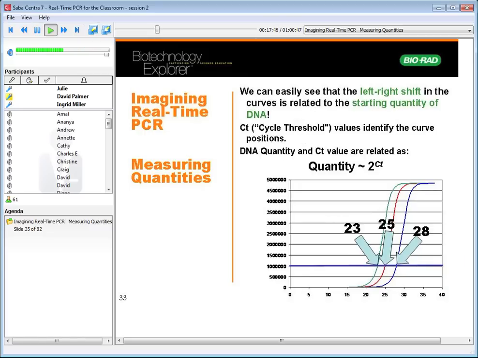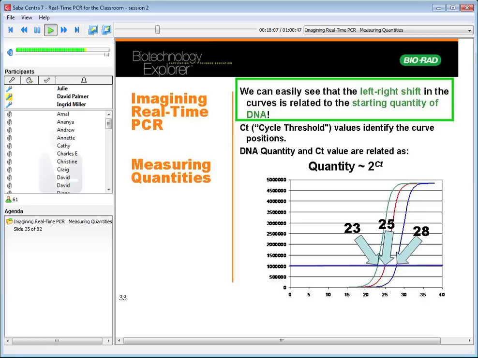So what we can see from this is that it's the left-right shift of those curves that is related to the starting quantity of DNA. The more DNA you start with, the earlier those curves are going to appear, and the less DNA you start with, the later they'll appear, because it takes more doublings for those curves to cross any particular point.